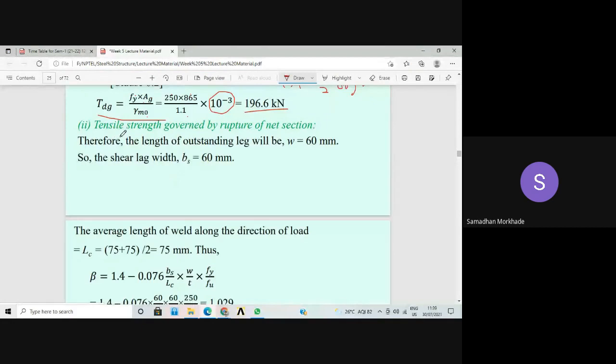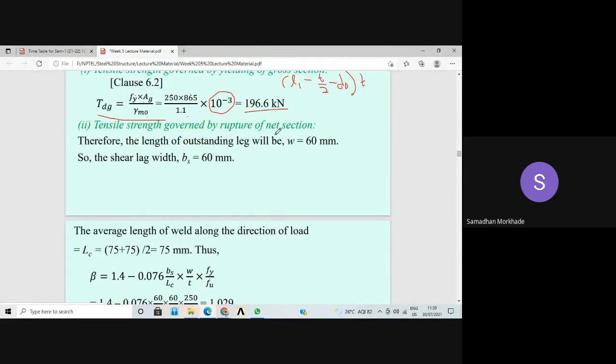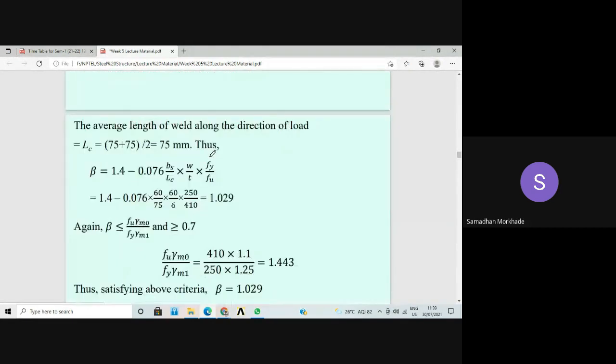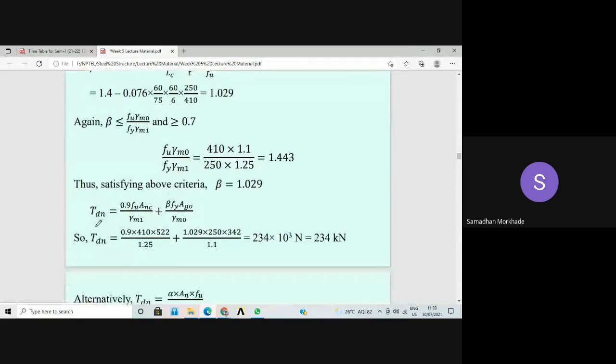Now the tensile strength governed by rupture of a net section. Now TDN formula we are going to use. First of all, write the formula. TDN is equal to 0.9 Fu ANC divided by gamma M1 plus beta Fy Ag naught by gamma M0. Fu was 410 MPa. ANC we have calculated. Fy is 250. Ag naught we have calculated.